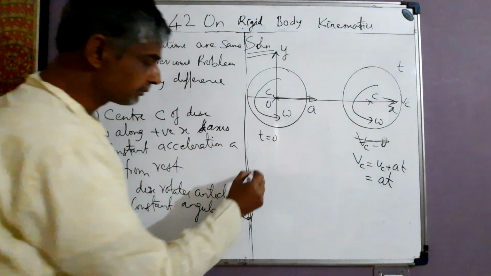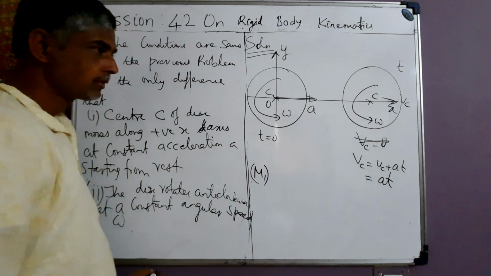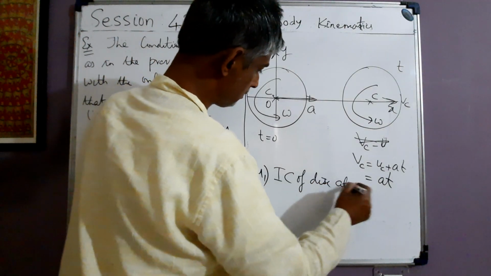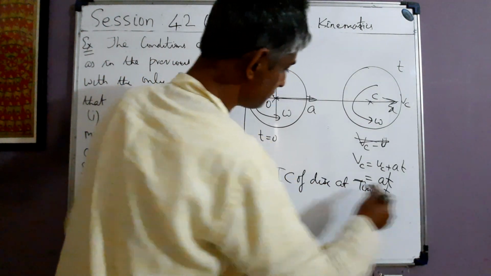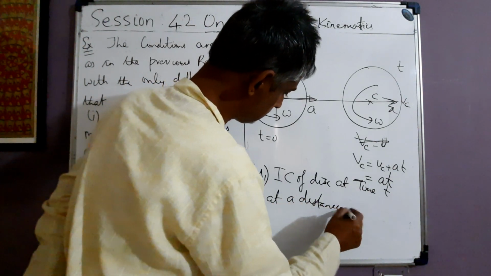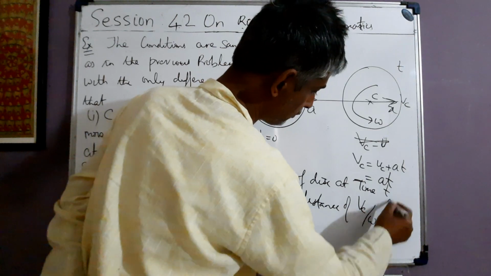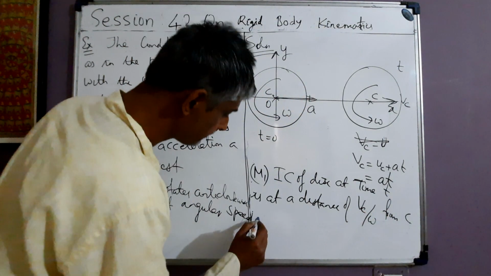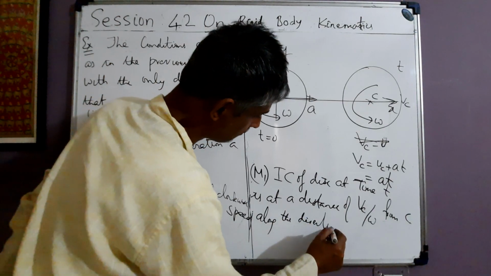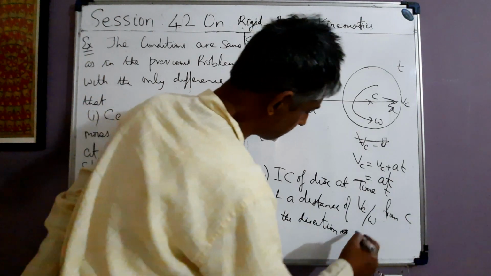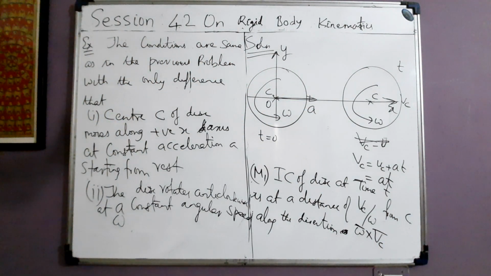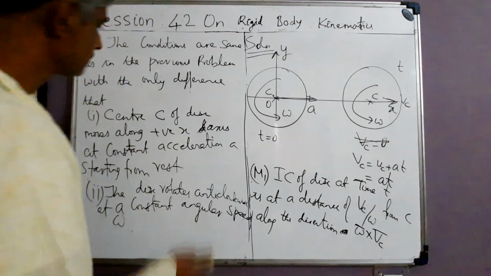Again, we will solve this by two different methods. Method 1, M1. IC of disk at time t is at a distance of Vc by omega from C along the direction omega cross Vc. Okay, along the direction omega cross Vc. Fine. So this I rub it, okay.